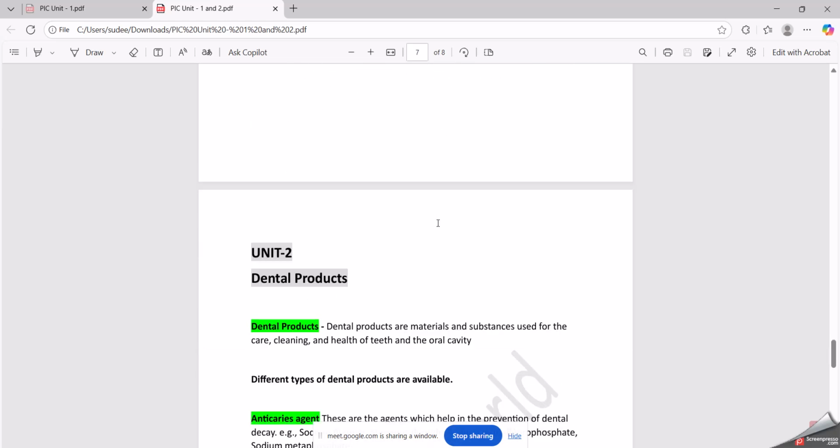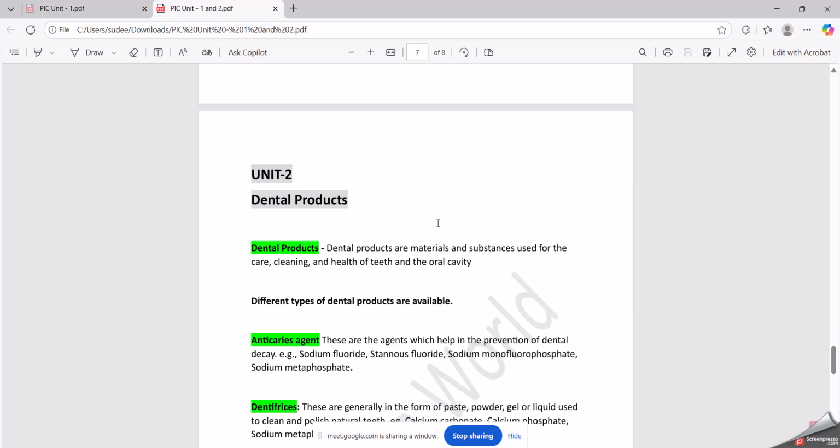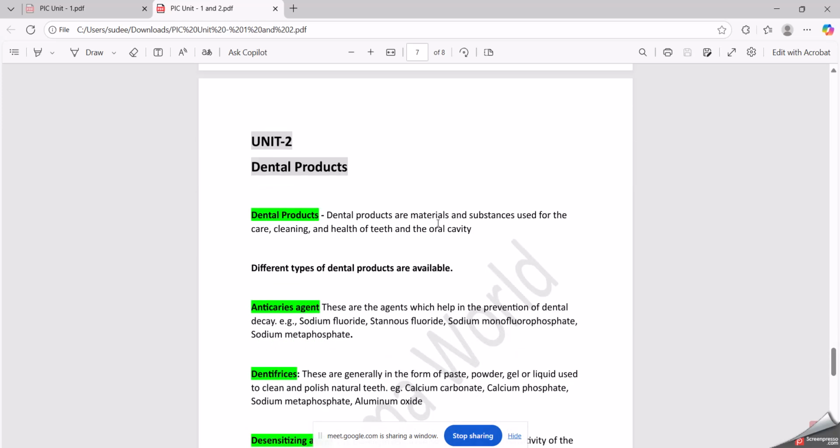So next we'll have the second unit also. It is a very little chapter, so we'll see this one. Unit 2 is also called dental products.